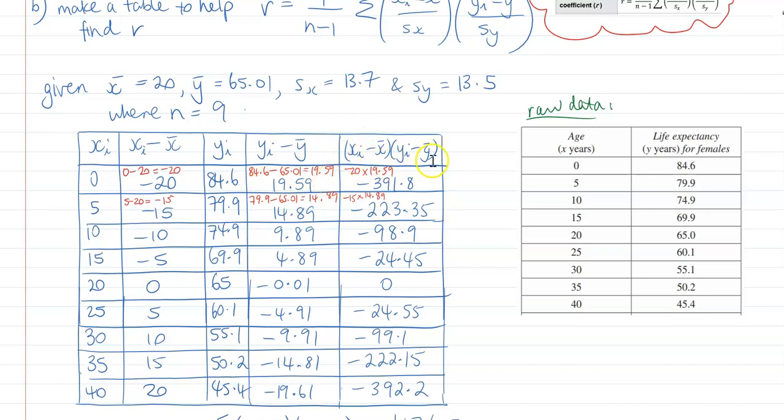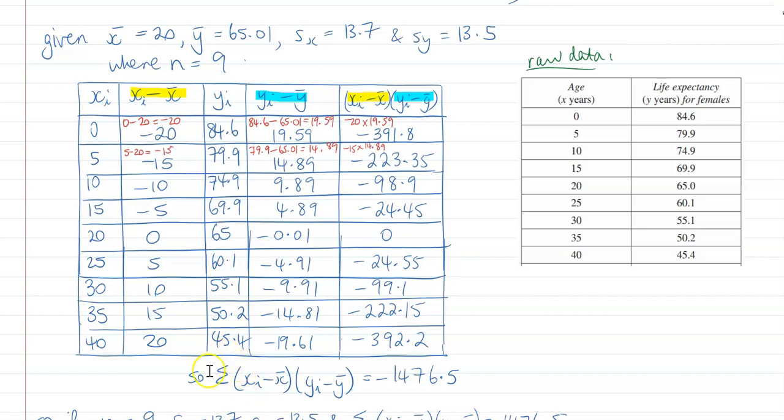And then I'm interested in the product of these two columns, because eventually I want to add up all of those products. So you work those through, and then eventually remember that funny looking sigma means the sum of. So I want the sum of these products, and when I add up this whole column, I end up with minus 1476.5.